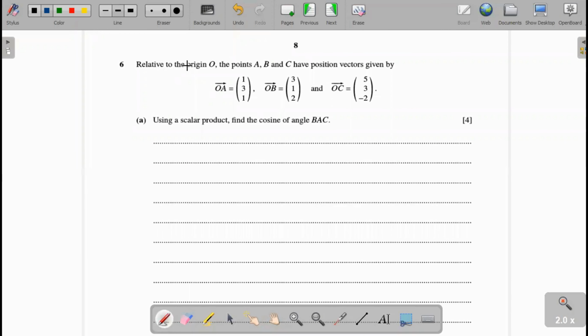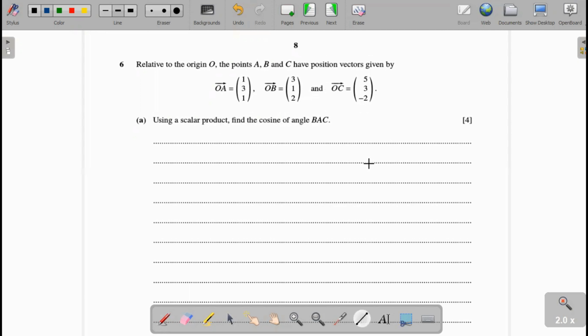Question 6. Relative to the origin, the points A, B, and C have the position vectors given by OA equal to 1, 3, 1, OB equal to 3, 1, 2, OC equal to 5, 3, minus 2. Using scalar product, find the cosine of angle BAC.